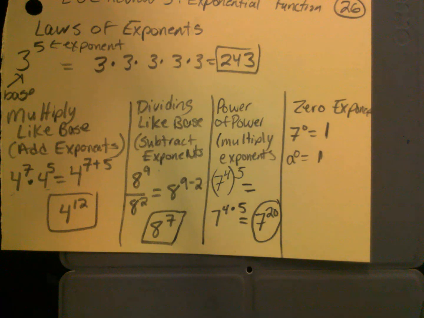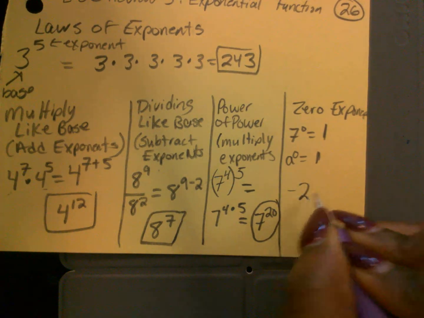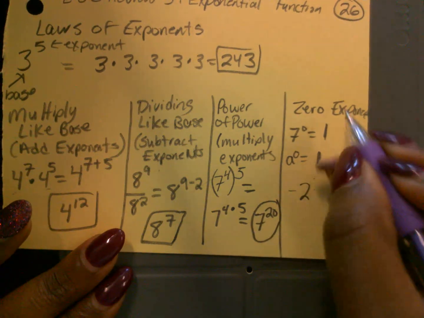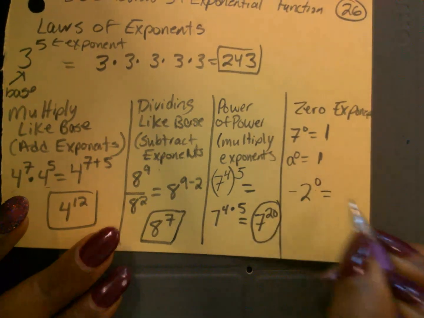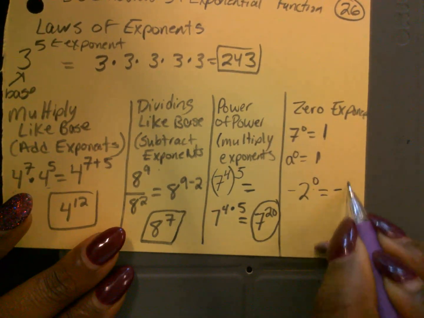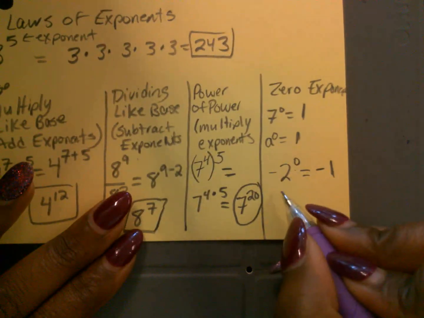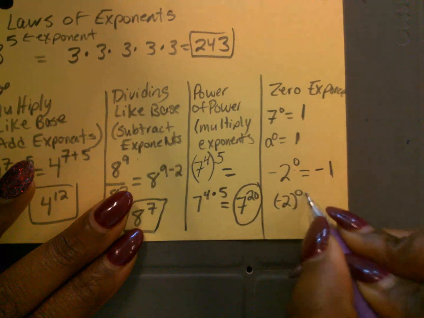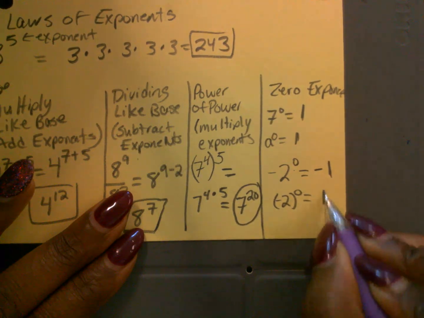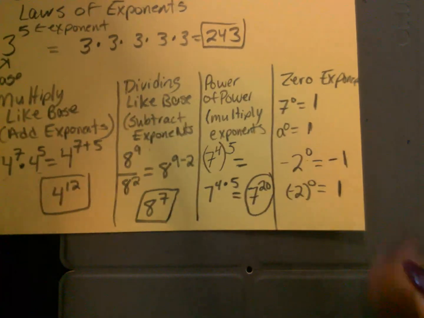Any questions? -2 to the 0 power, this is going to be -1. Okay. But if I have it as this, (-2) to the 0 power, this is going to be +1. There's a difference there. Okay.